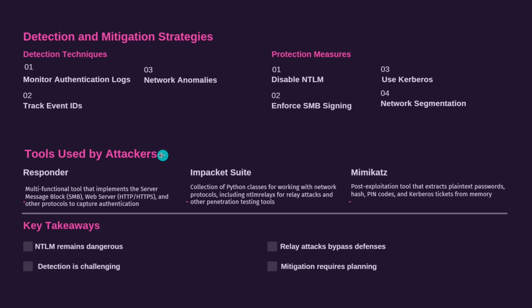The tools used by attackers, and yes, these three are real-world tools used by attackers. Responder: a multifunctional tool that implements the Server Message Block, SMB, web server, HTTP, HTTPS and other protocols to capture authentication. Impacket suite: a collection of Python classes for working with network protocols, including ntlmrelayx for relay attacks and other penetration testing tools. Mimikatz: a post-exploitation tool that extracts plain text passwords, hashes, PIN codes and Kerberos tickets from memory.